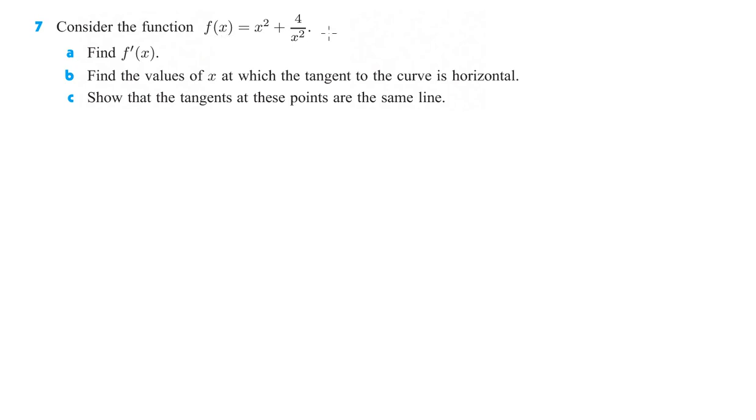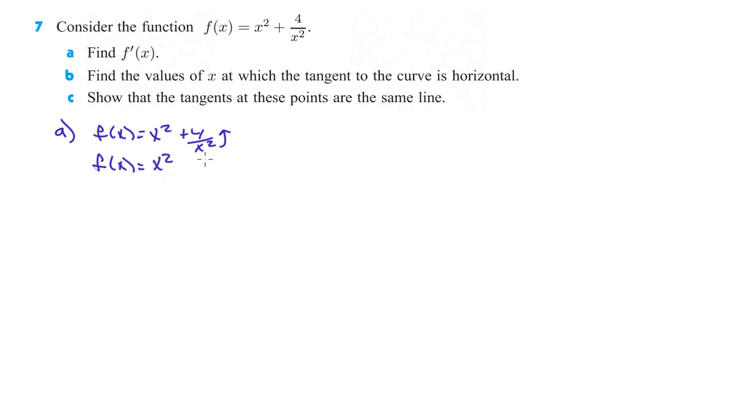Consider the function x squared plus 4 over x squared. Find f prime of x. Okay, so for a, we have f of x equals x squared plus 4 over x squared. We want to move this x squared to the top so we can take the derivative. So let's do that first. So f of x, we're not doing the derivative yet.